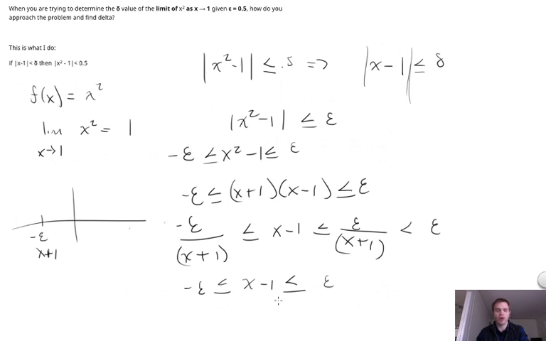So let's put, oh. Yeah, I was right. I'm sorry. I'm just not a smart man. So this is equal to delta. This is equal to delta. So to get x, we just add 1 to both sides. So delta plus 1 is less than or equal to x.